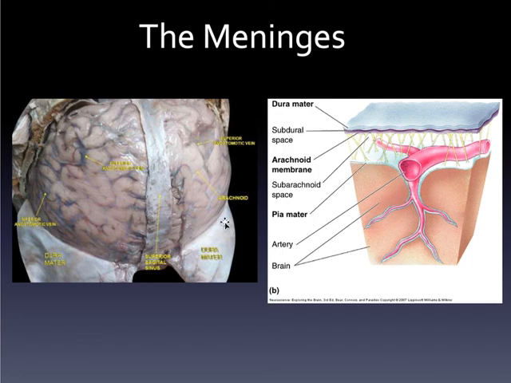Okay, so here again we can see a picture of the arachnoid mater on the surface. You can't really see the pia mater in that picture, and the dura mater has been cut in a couple places and folded back.